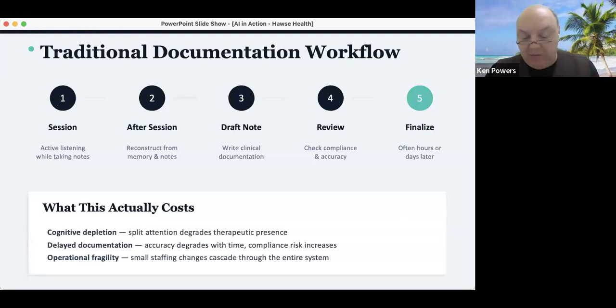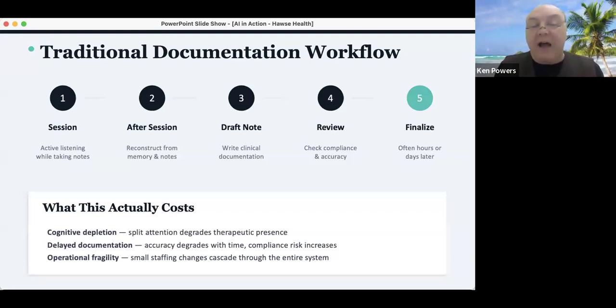So this kind of looks at what our traditional documentation workflow would be. You have the session, you're trying to do active listening, be attentive to your patient, to your client, but you're also trying to take notes or remember things that are important. You may be needing to write down medications. You may need to write down certain things that you want to remember. So you're trying to do that while you're actively listening to the patient. After the session, you try to reconstruct from memory or what limited notes you may or may not have been able to take during the session.